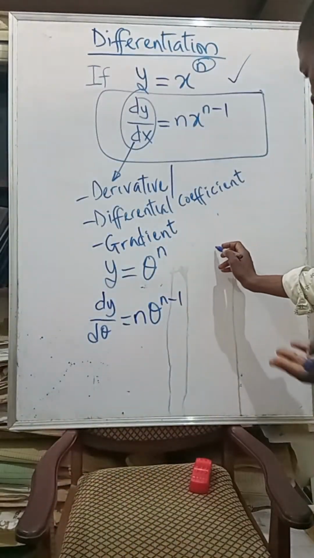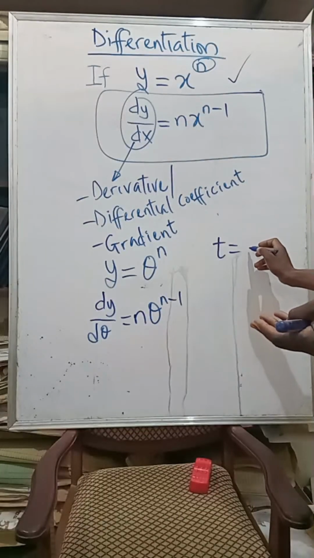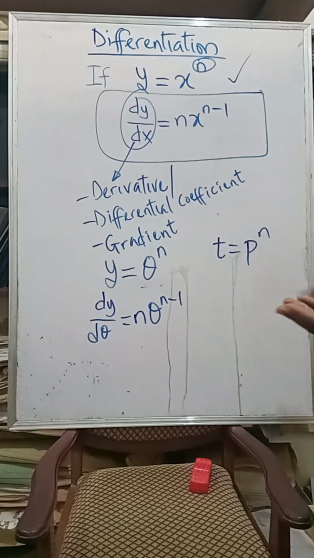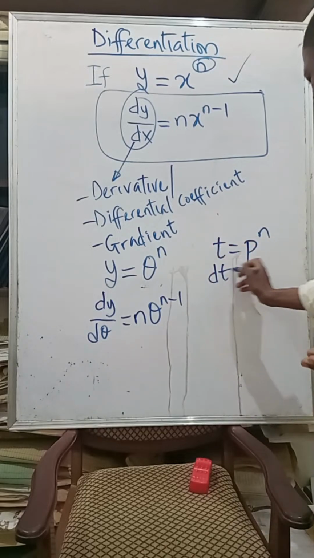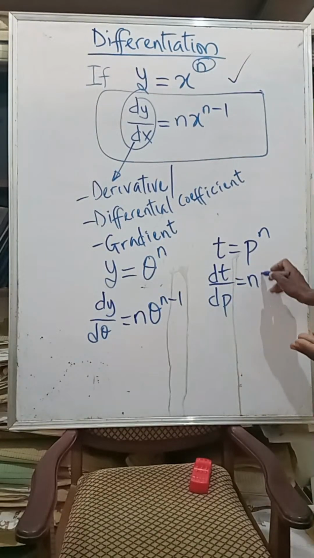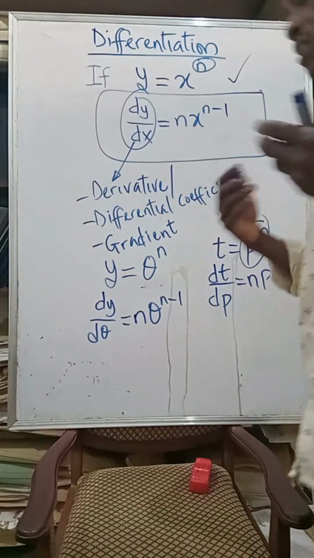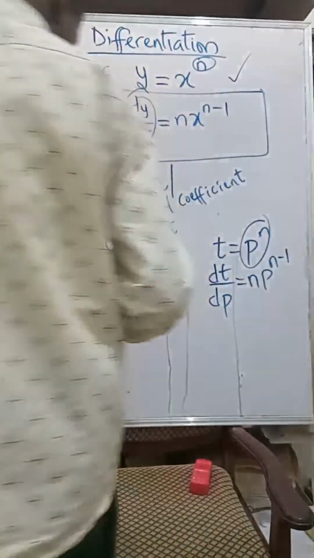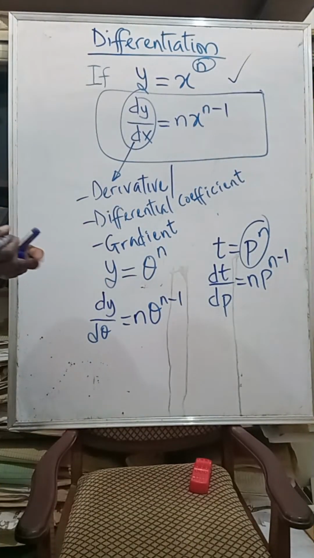You could have t equal to p to the n. It's not necessarily y. So this will be equal to what? dt/dp, and that will be equal to the same thing. The power goes to the front, and then this one minus 1. So that's that on derivative, differential coefficients, gradients.